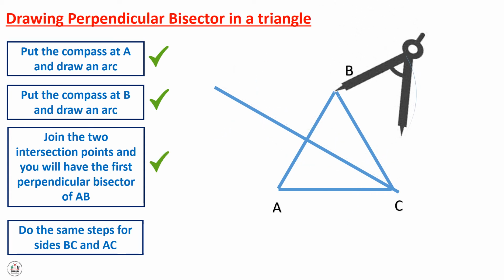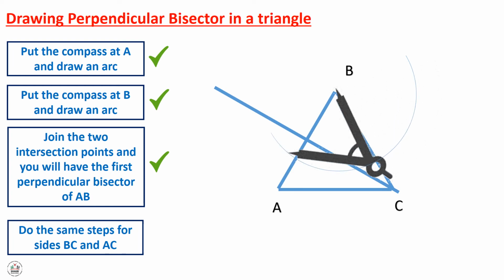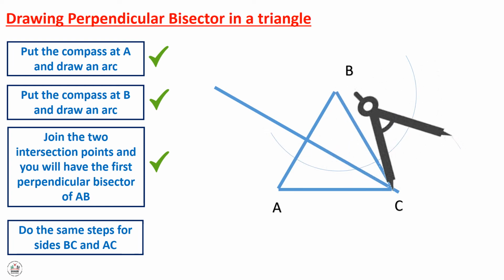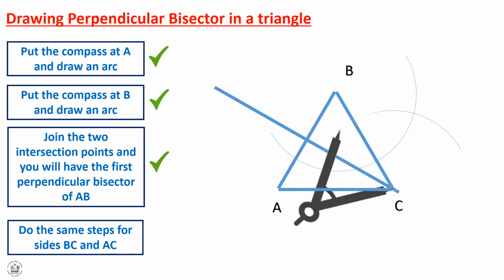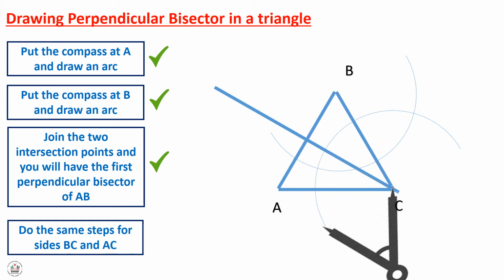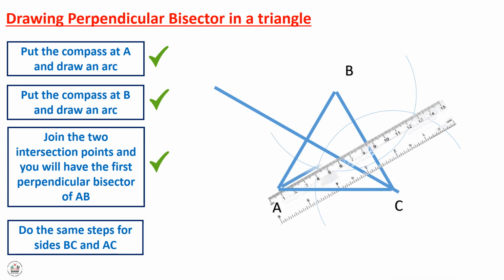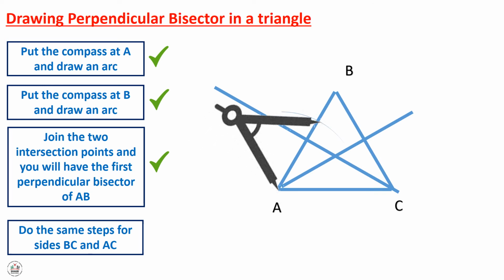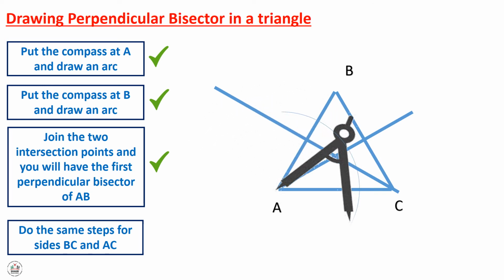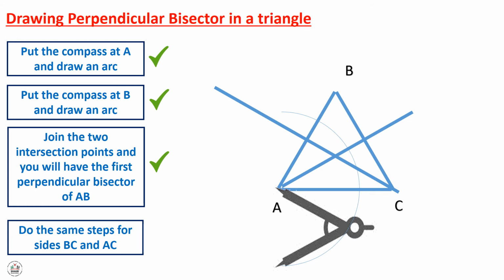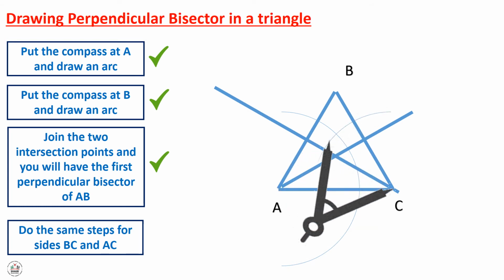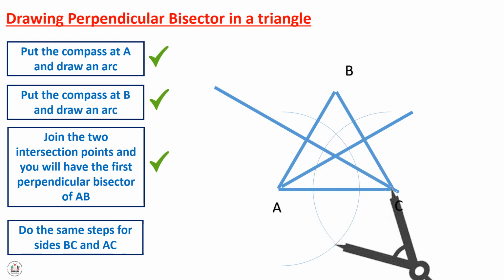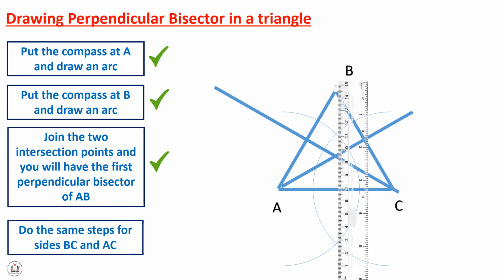We do the same for side BC. This is the first arc and this is the second arc from point C. And again we join the 2 points of intersection. Again we do the same for side AC. We draw an arc from point A and this is the second arc from point C. And again we join the 2 points of intersection of the two arcs.